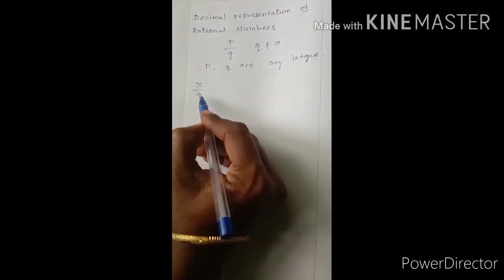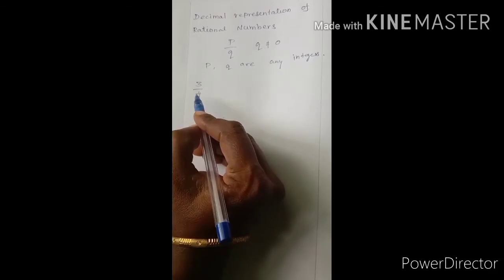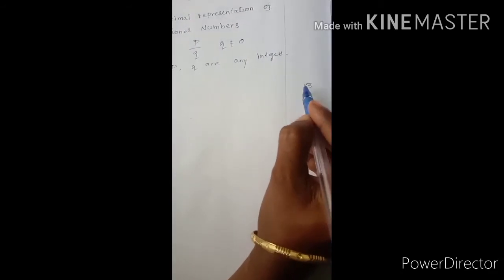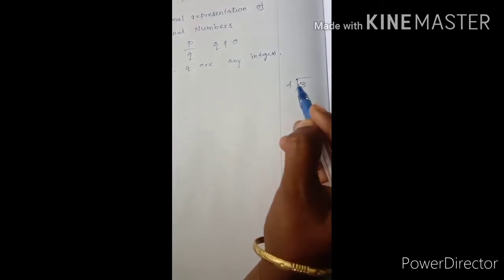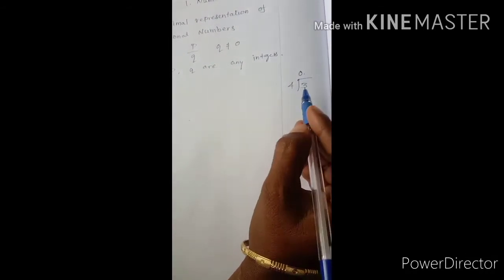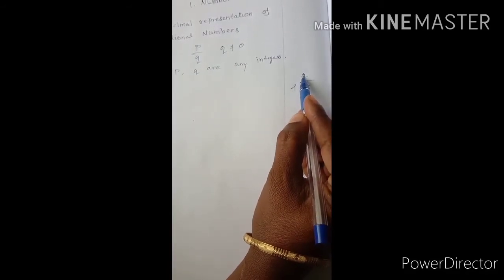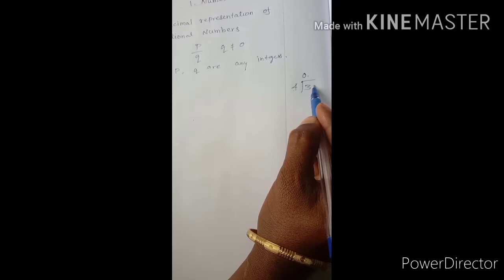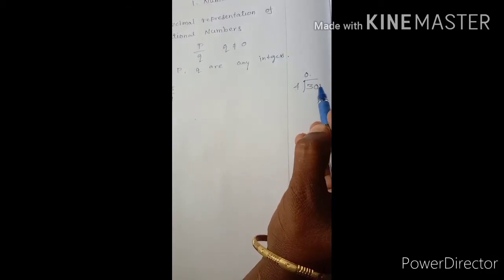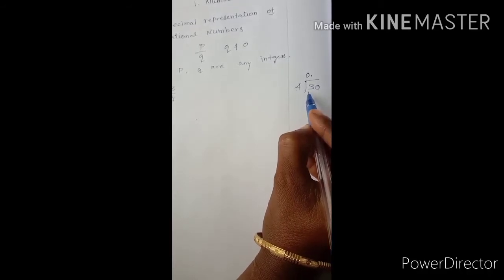What is the meaning of 3/4? 3 is divided by 4. How many 4s are there in 3? 0 times only, because 3 is smaller than 4. So we put 0 in the quotient, then we add 0 to the dividend, and put the decimal point here. Now we get the value 30.